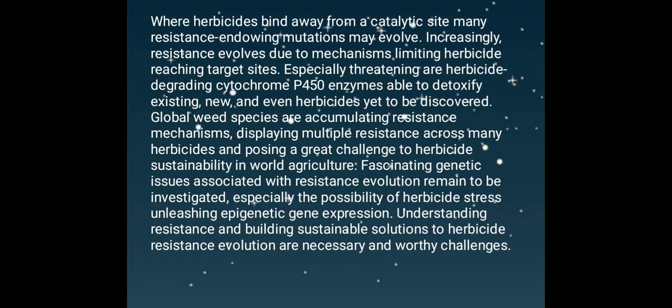Where herbicides bind away from a catalytic site, many resistance-endowing mutations may evolve. Increasingly, resistance evolves due to mechanisms limiting herbicide reaching target sites. Especially threatening are herbicide-degrading cytochrome P450 enzymes able to detoxify existing, new, and even herbicides yet to be discovered. Global weed species are accumulating resistance mechanisms, displaying multiple resistance across many herbicides and posing a great challenge to herbicide sustainability in world agriculture.